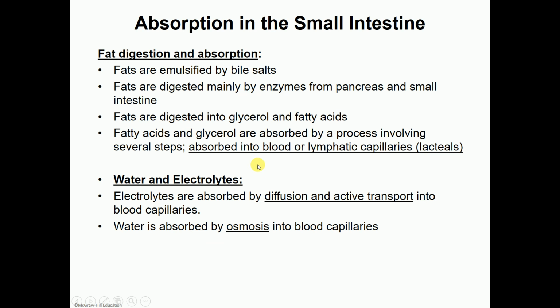Now, how do we absorb water and electrolytes? Well, electrolytes are absorbed either through diffusion or active transport, again through the blood. Water just follows by osmosis. So looking at how we absorb the different things, everything pretty much is absorbed into the bloodstream, into the blood capillaries, and then off they go to the liver to cook them up into different things. With the exception of fat, the majority of which is absorbed by these lymphatic capillaries known as lacteals, and those would go directly into the bloodstream.